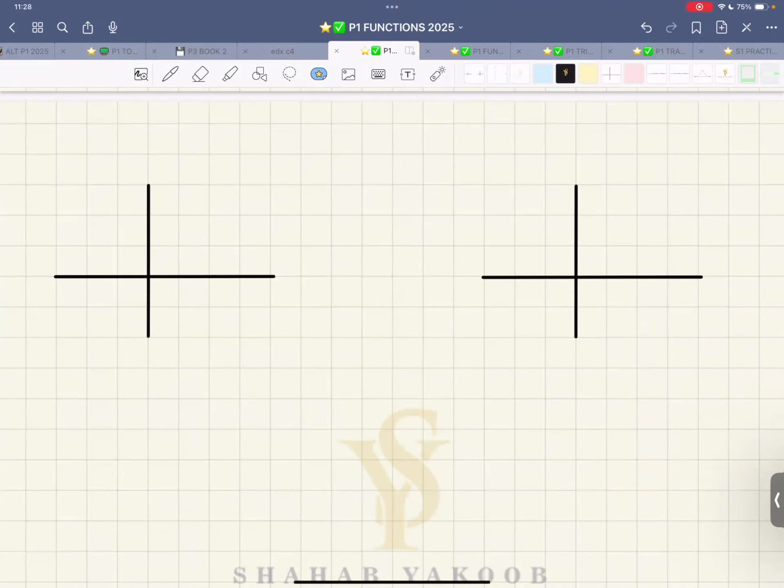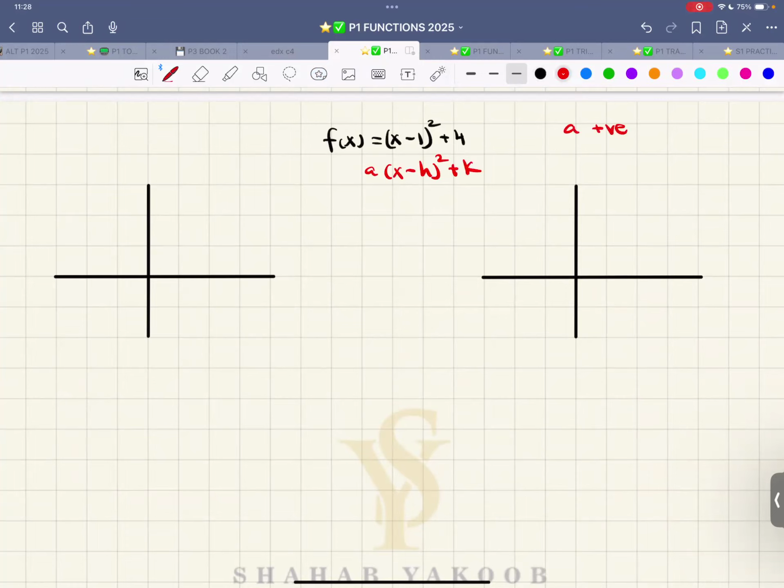Now let's say I have an equation. f(x) is equal to (x minus 1) whole squared plus 4. This is a (x minus h) whole squared plus k. a is positive, h is 1, k is 4. That's the coordinate of the turning point, (1, 4).